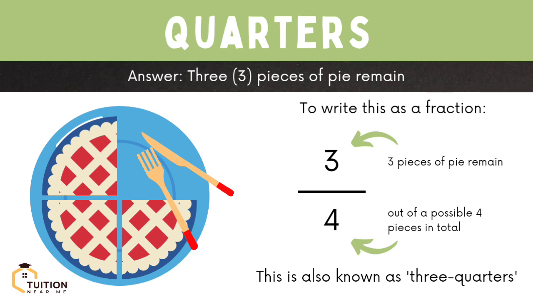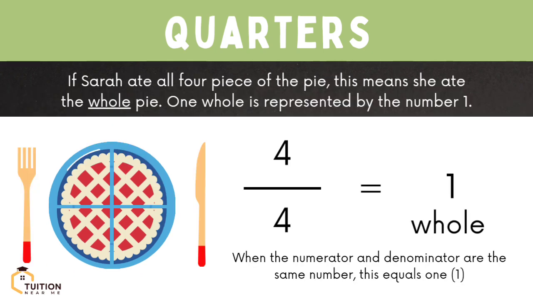3 is the numerator, means that 3 pieces of pie remain. 4, the denominator, is the possible 4 pieces in total. 3 over 4 is also known as 3/4. If Sarah ate all 4 pieces of the pie, it means that she has eaten everything, the whole pie. 1 whole is represented by the number 1. 4 over 4 is equal to 1 whole. When the numerator and denominator are the same number, this is equal to 1 whole.